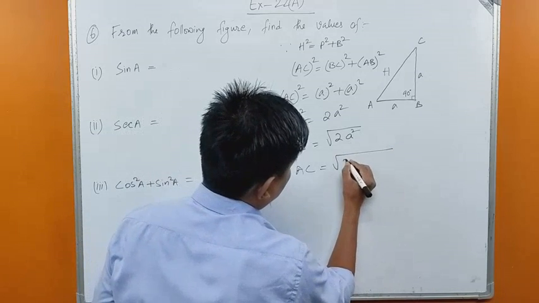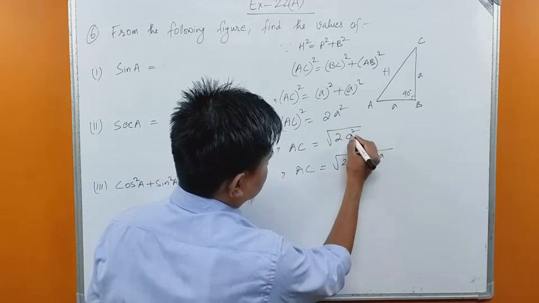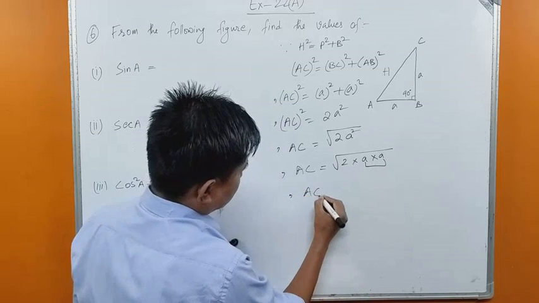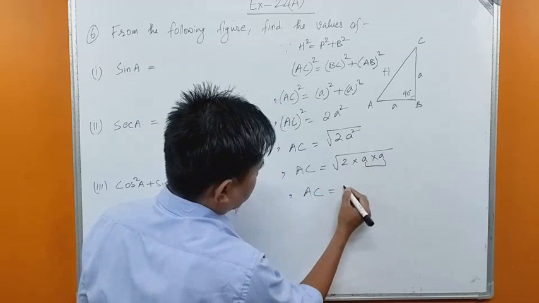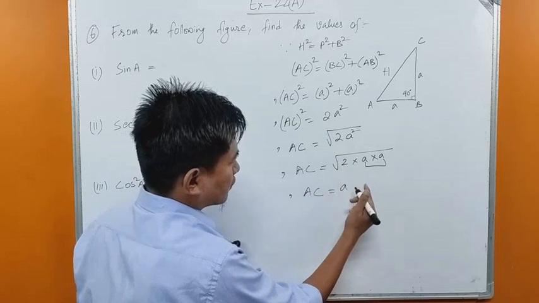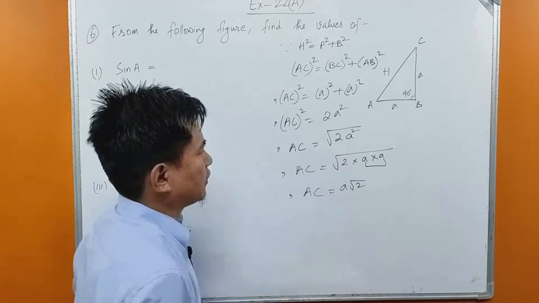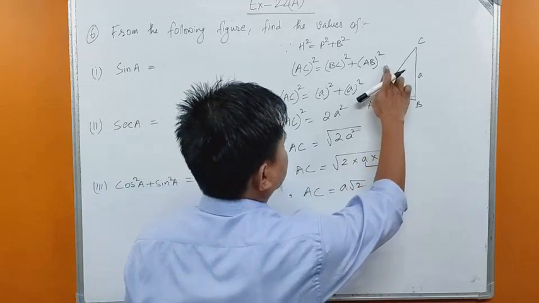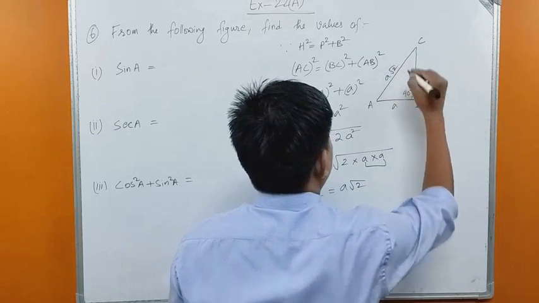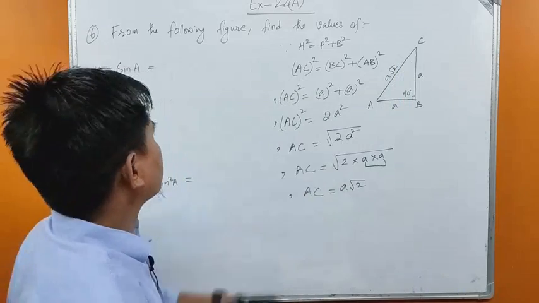This means root 2 into a into a into a is a square, so we make the pair a. This one pair frees from the root, so a. This 2 doesn't have a pair, so root 2. So AC is a root 2, the value of the hypotenuse is a root 2 or root 2a. Okay, root 2a or a root 2 is the hypotenuse.